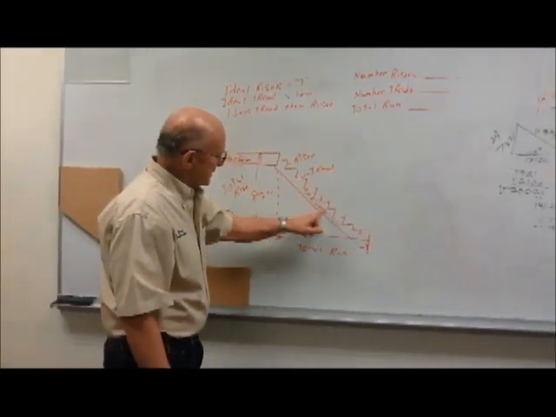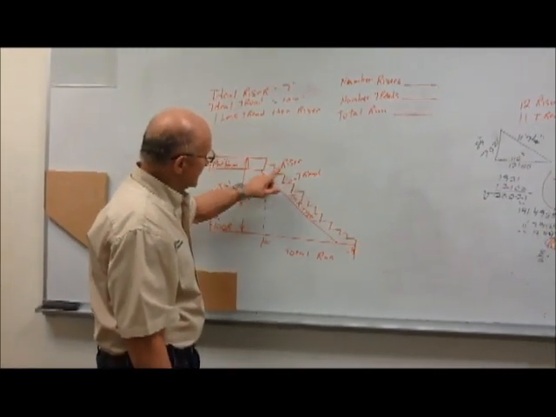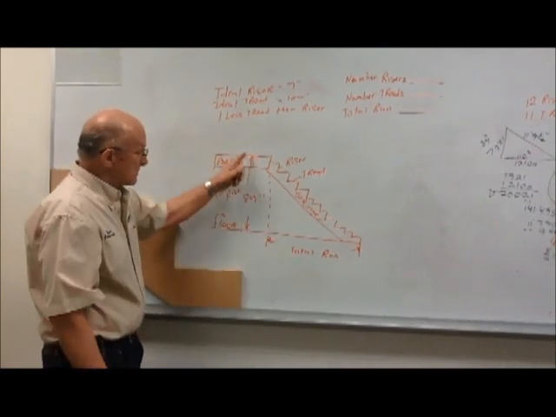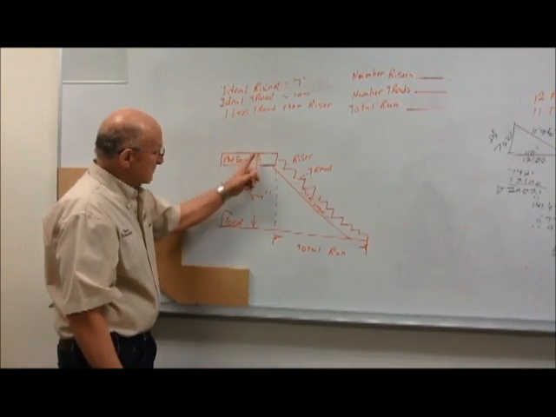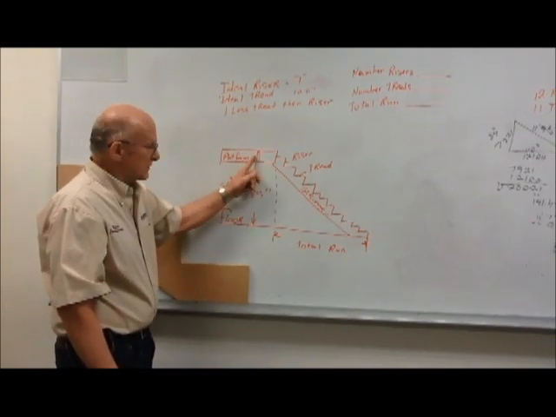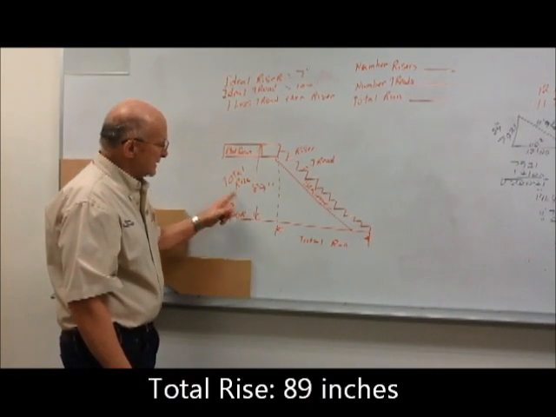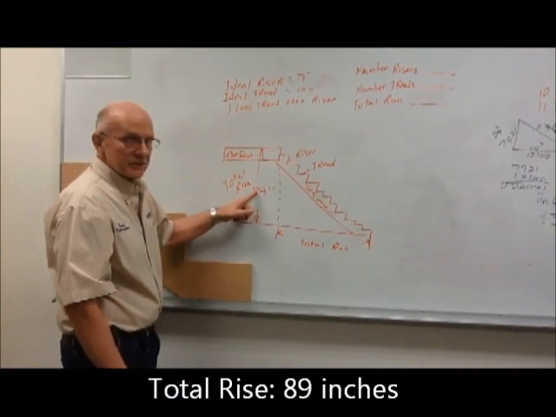So over here, this is our stringer. Here's our treads. Here's our riser. And then this is our platform, and we get this measurement by just taking a tape measure and measuring from our floor to the top of the platform. This area here is called our total rise, and when we measured that, we had 89 inches.